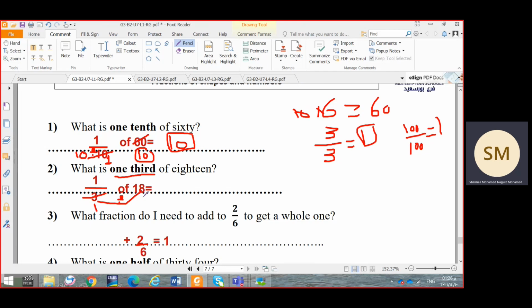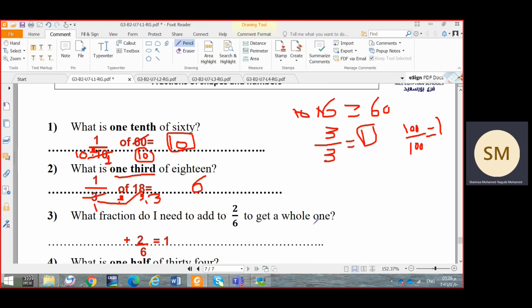Okay, I will divide it into 3. So I will go to table 3. 18 divided by 3, it will be, I hear every one of you, yes, 6. So a third of 18 is 6. What fraction do I need to add to 2 sixths to get a whole one?